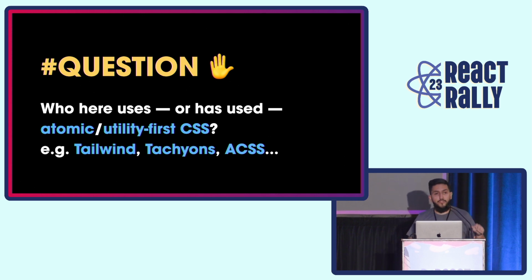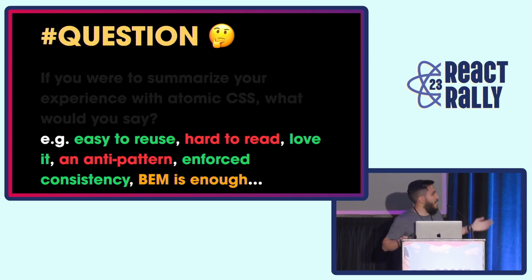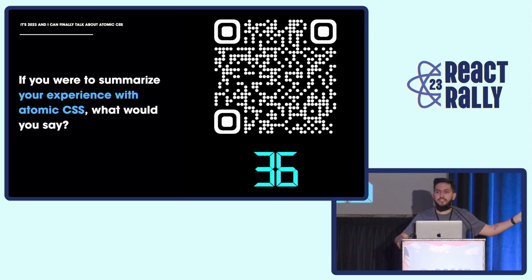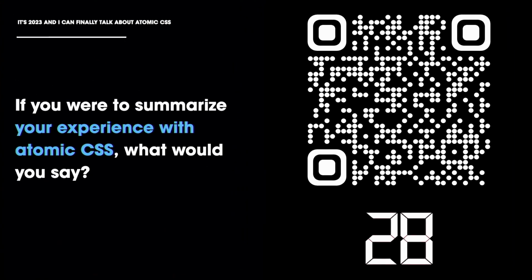For those who raised your hands, tell me about your experiences, your feelings, a word or two about that. For example, perhaps it was easy to use, or nah, it's hard to read, or you consider that it's sort of an anti-pattern, or no, you like it because it brings consistency. I really need your help. I'm going to leave this QR code for the next 40 seconds. It's really easy. All you have to do is quickly scan it and give a word or two on how your experience with Atomic CSS has been, no matter which library.